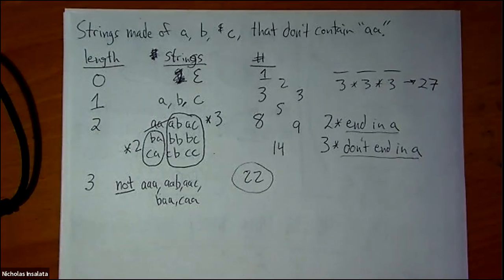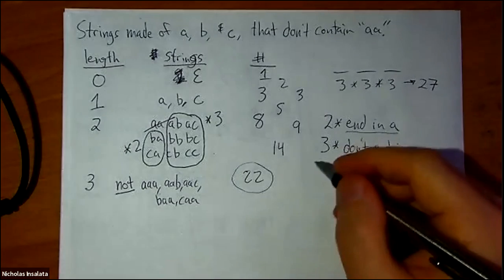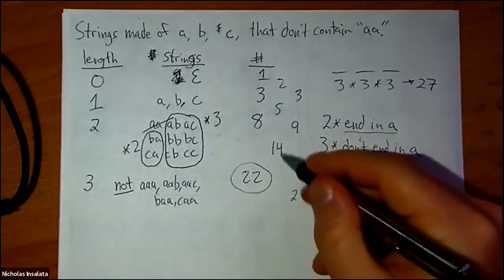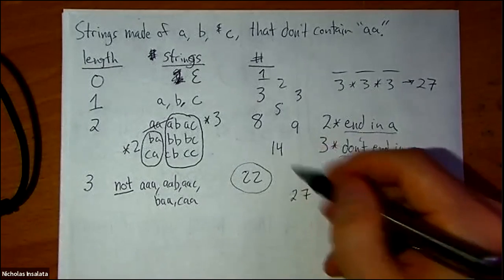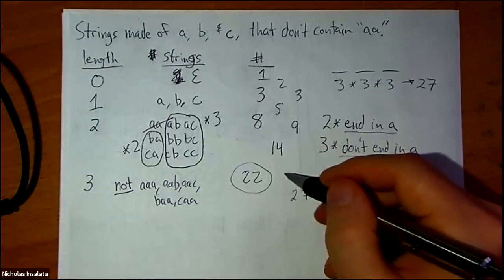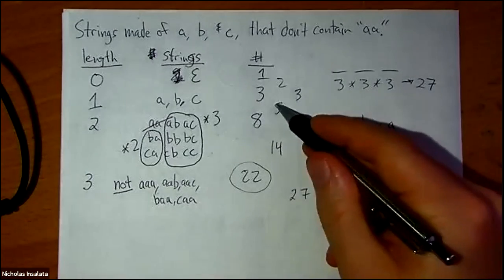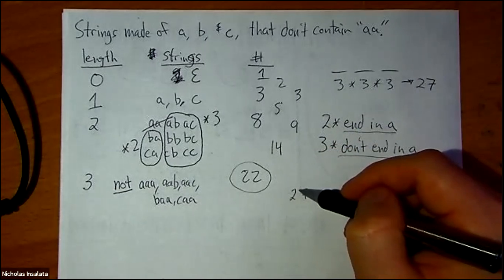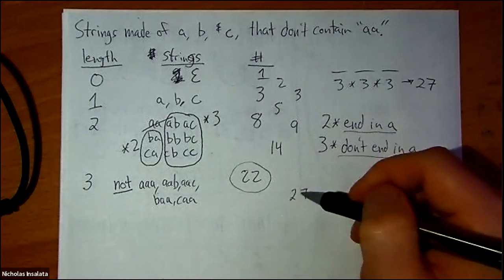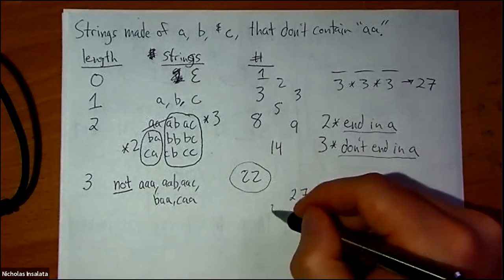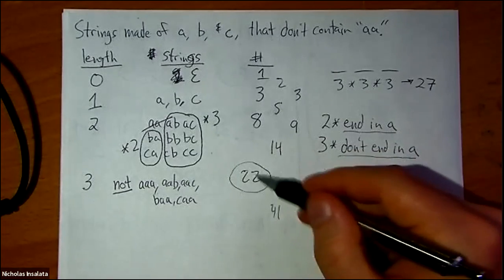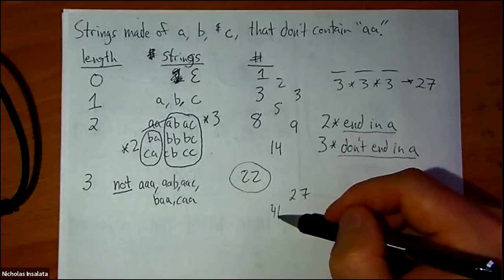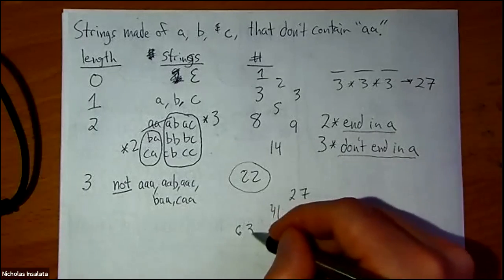So the next gap of gaps would be 27, which means the next gap would be 14 plus 27. Is that right? Because 5 plus 9 is 14. 14 plus 27, that would be 41. And then that's what I would add on to 22, right? So that would give me 63 for my next one.